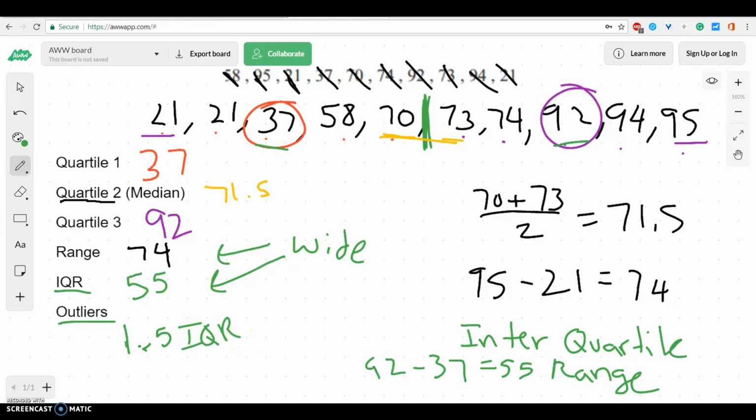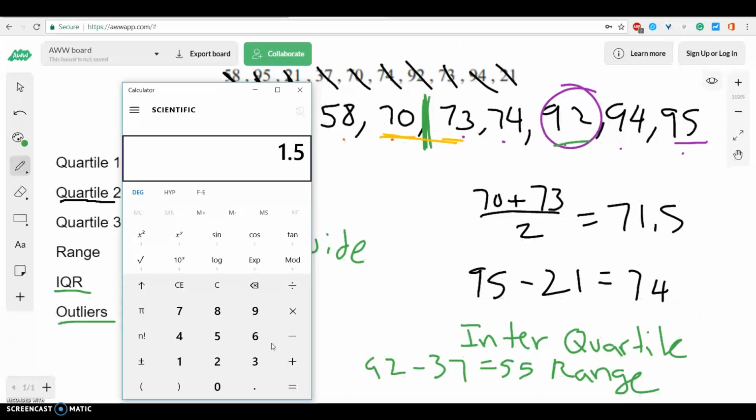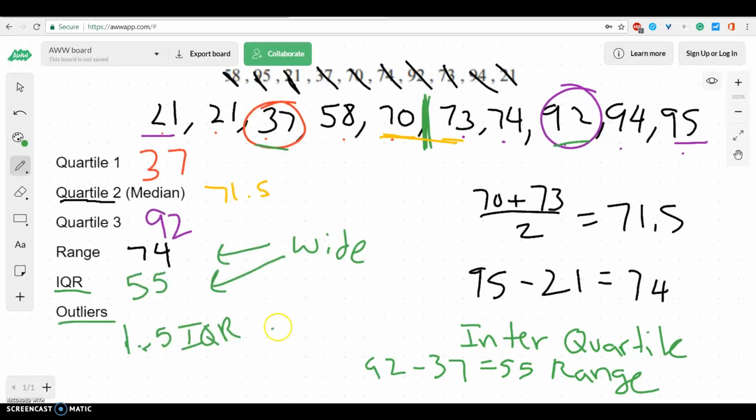And how you do that is you take your IQR and times it by 1.5, and then we're going to add it to our third quartile and subtract it from our first quartile and see how far that is apart. So I'm going to take 1.5 and times it by 55, and that's 82.5. So we have to figure out, from our third quartile and from our first quartile, is there any numbers that are 82.5 away from them?